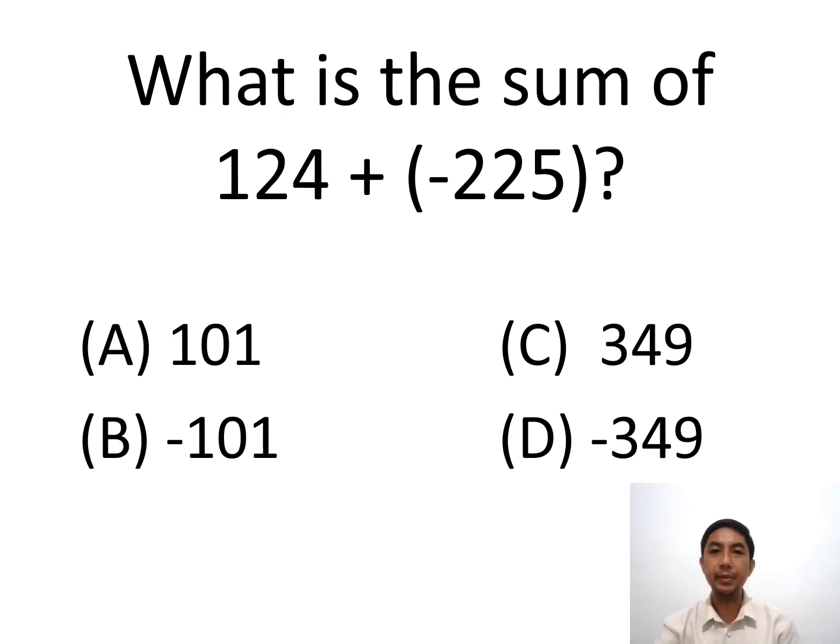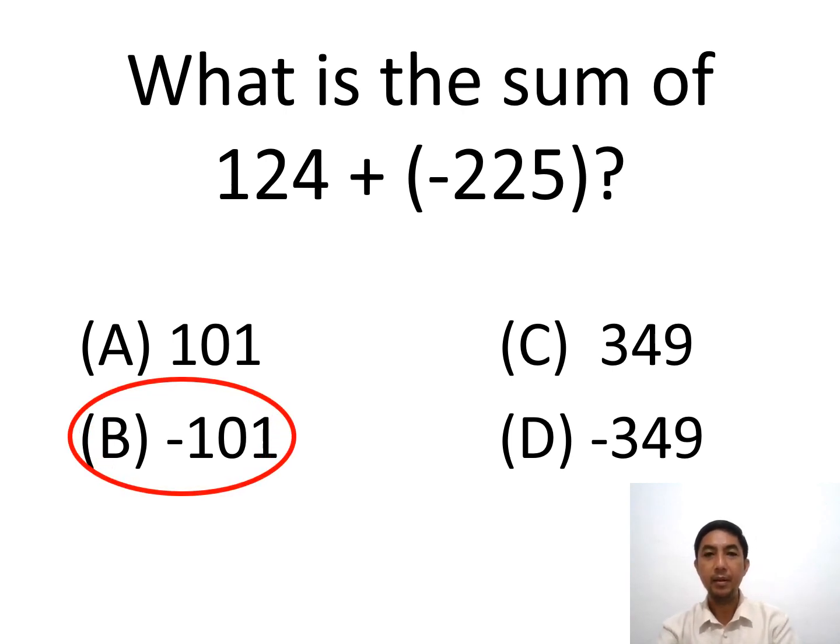Okay, so the correct answer is letter B, negative 101. In this case, we are given two numbers with different signs, so we are going to subtract 124 from 225. So 225 minus 124 is 101, but since 225 is larger than 124, we copy the sign of 225, which is negative. So therefore, the final answer is negative 101.